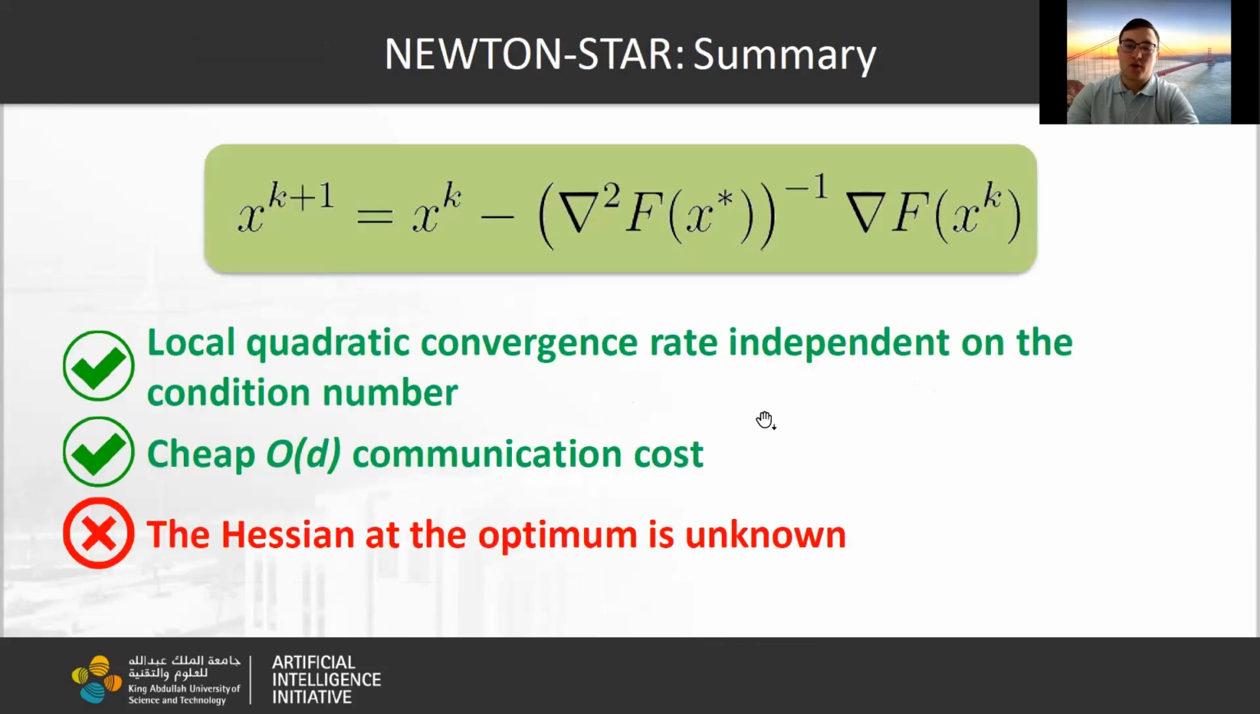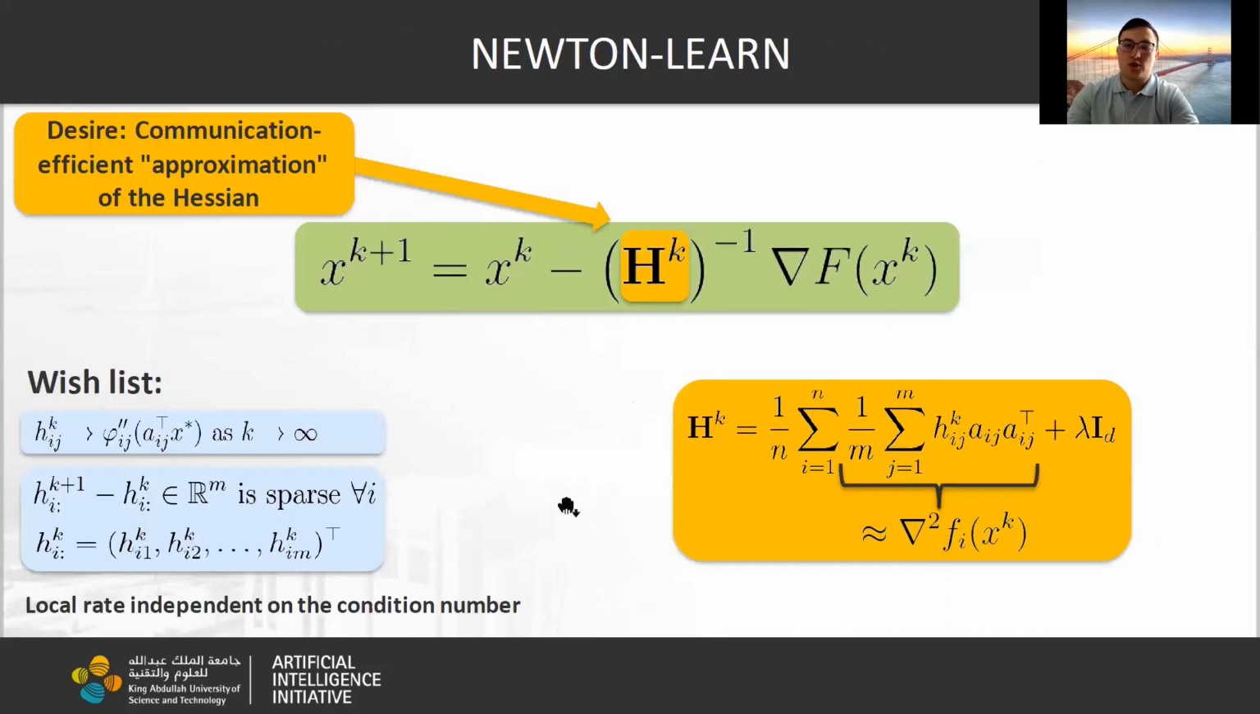Let's briefly summarize the properties of this algorithm. It has local quadratic convergence rate independent of the condition number, cheap communication cost, but it has only theoretical value since we do not know the Hessian at the optimum. Our next contribution is Newton Learn.